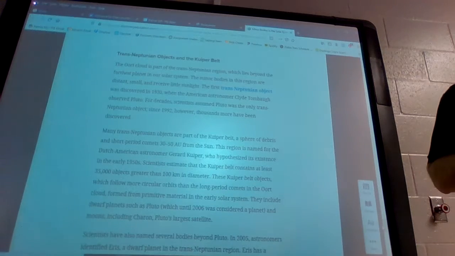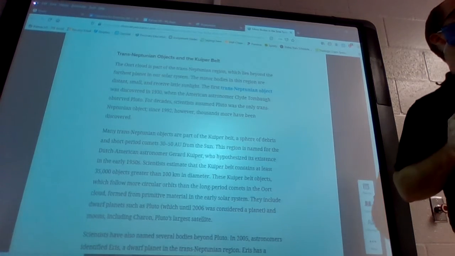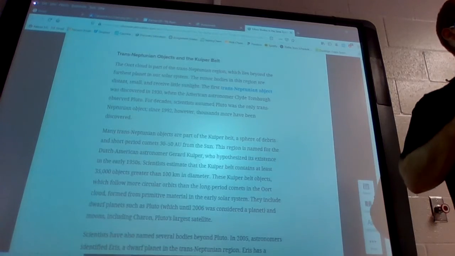Huh? That's just its orbit. It has a weird orbit that's more like an egg shape than a circle. And so part of the orbit, it's coming inside Neptune. Part of the orbit, it's staying outside.